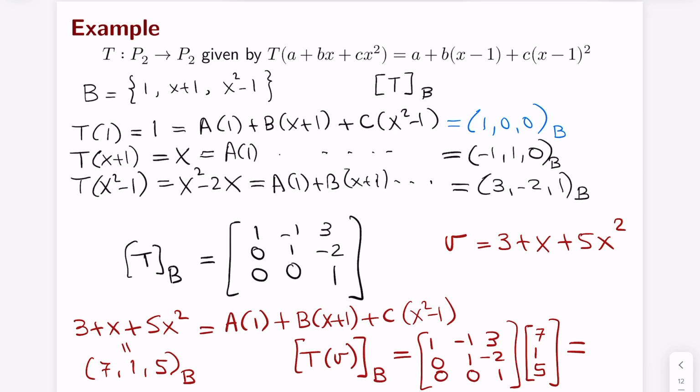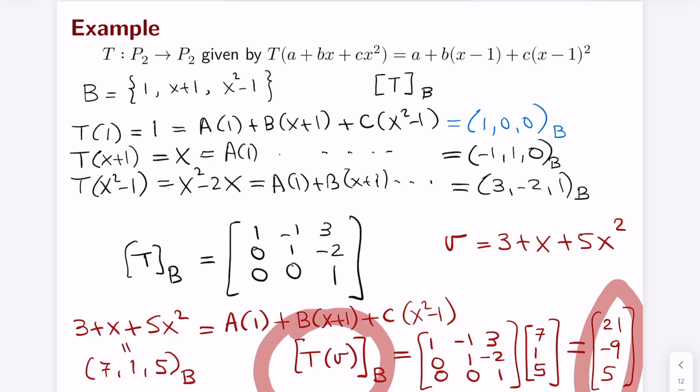Let's do the multiplication here. This times this is going to be 7 minus 1 is 6 plus 15 is 21. And then this times this, that will be 0 plus 1 minus 10. 1 minus 10 is minus 9. And then this times this is 0 plus 0 plus 5, which is 5. Okay, so we have found then this vector is the image of the vector v in the base B.